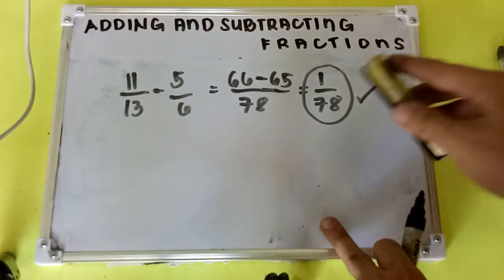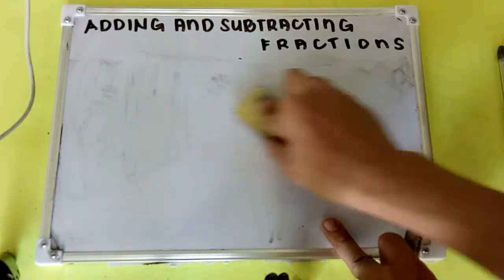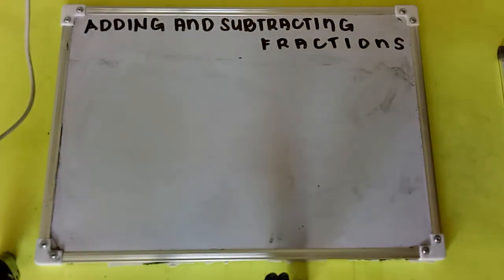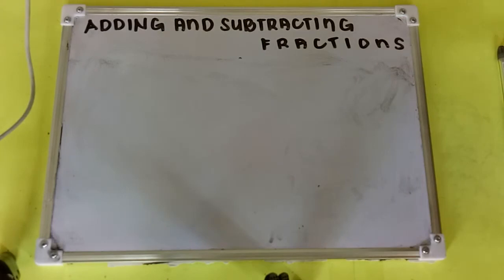So again, we are in the dissimilar fraction, pero ganun lang kasimple yung operation niya. Marami lang kasi talaga ang merong math anxiety, kaya ayaw pag-aralan or ayaw intindihin.